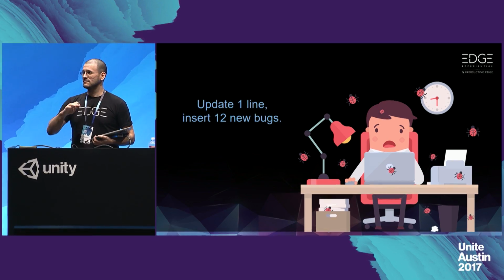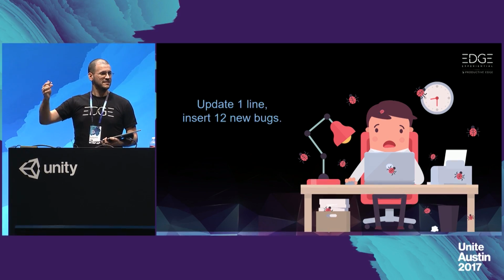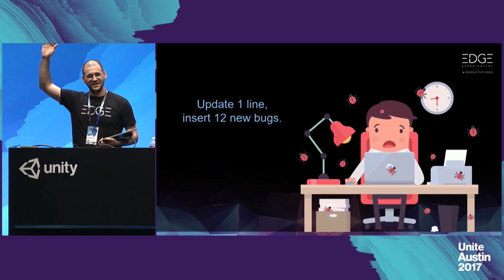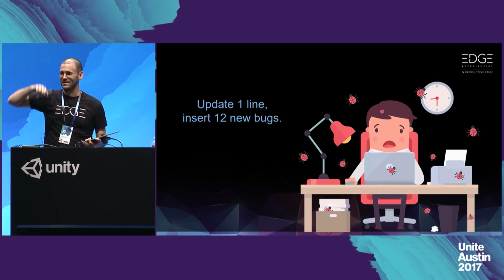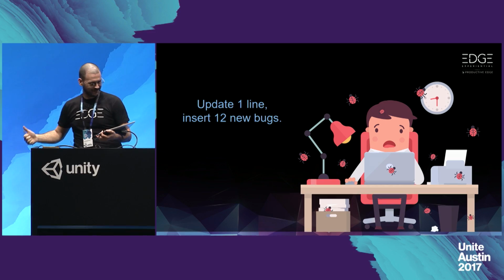He also, and if I can get a show of hands in here, how many people have seen this? You update one line and 12 bugs show up. Anyone seen more than 4,000 bugs show up because they changed one line? Ooh, I got a couple hands here, like maybe 5 or 6 people. That's awesome. Okay.